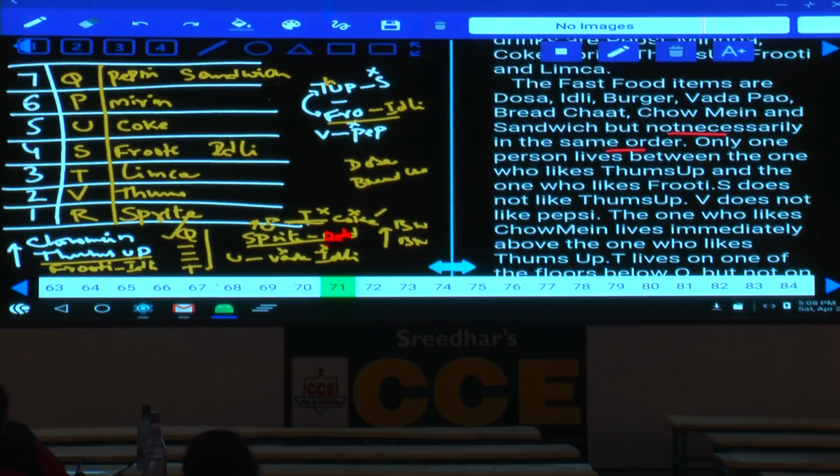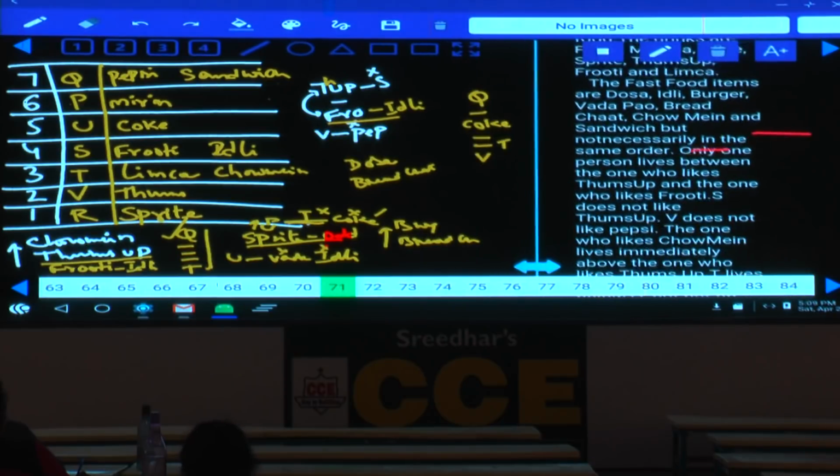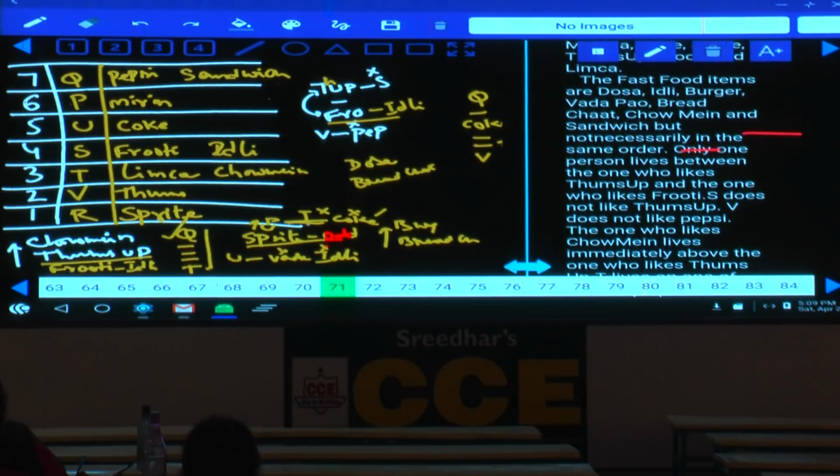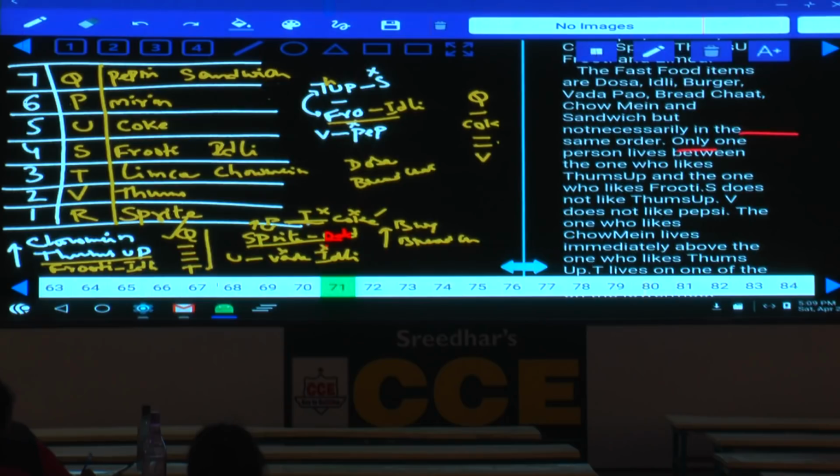Now the food. Chow mein is immediately above this thumbs up, so this must be chow mein, isn't it? And if this is chow mein, then what about this one? Dosa is above bread chaat, isn't it? Now bread chaat and burger must be adjacent to each other. Tell me what are the different possibilities we can have. Bread chaat is below this dosa, and between burger and bread chaat is below this one. Hence, can we have bread chaat on the 5th floor?